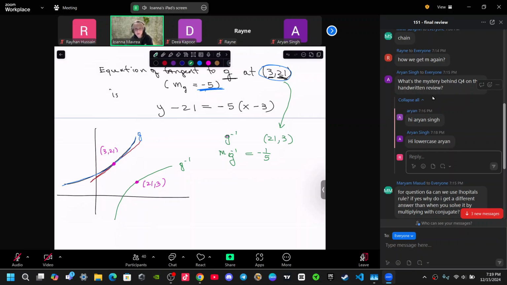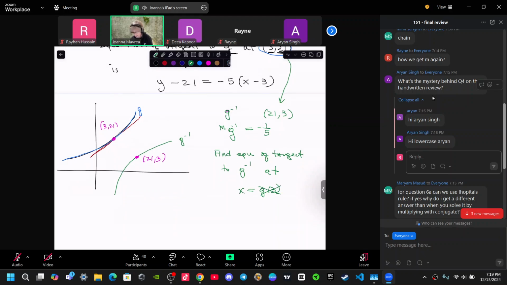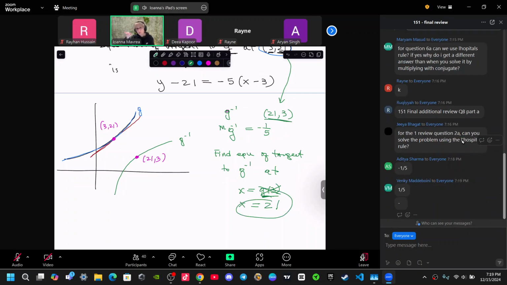In the last part, they ask it in such a weird way: find the equation of the tangent to G inverse that nobody has talked about yet at x equal, they didn't say x equal 3. They say at x equal G of 3, and you're like, what is that? That's the 21, because we just found it. When x is equal to 3, the y in G is 21. So they found the corresponding point.